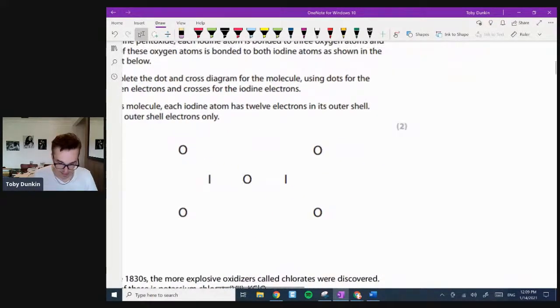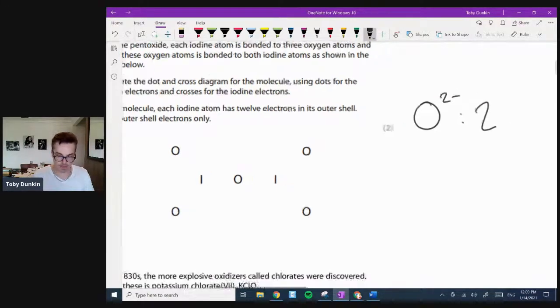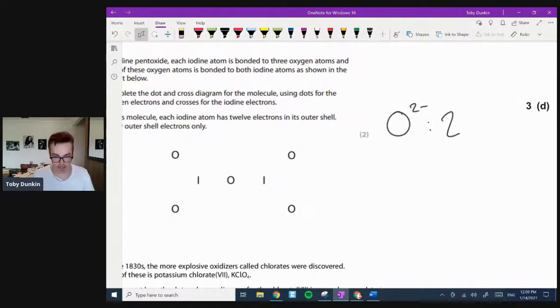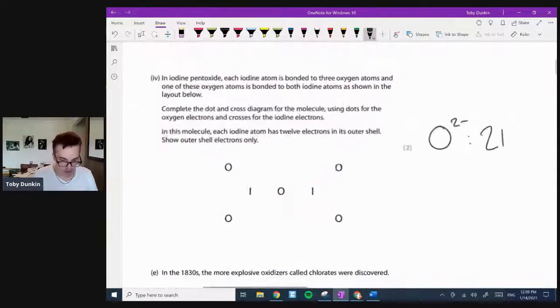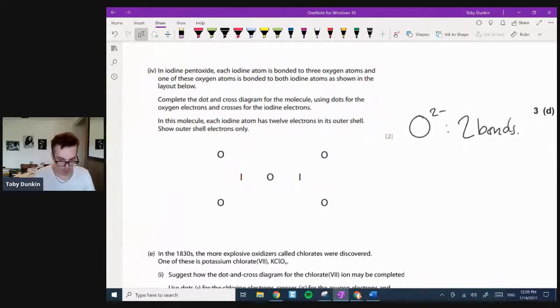Now we know that oxygen is always 2-. What that means is it's usually making 2 bonds. If oxygen is in a 2- state, it is making 2 bonds, unless there's a charge. Come to that in a minute. But there's no charges anywhere on here, so 2 bonds must be formed.